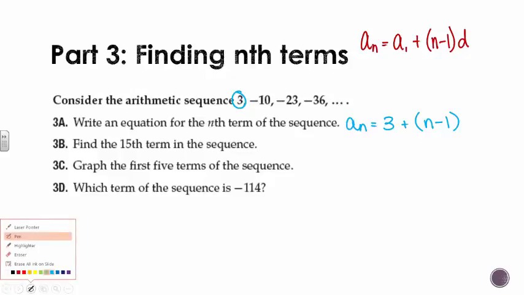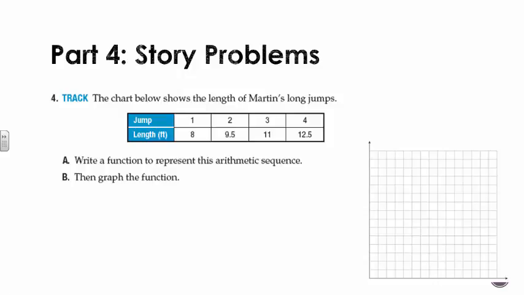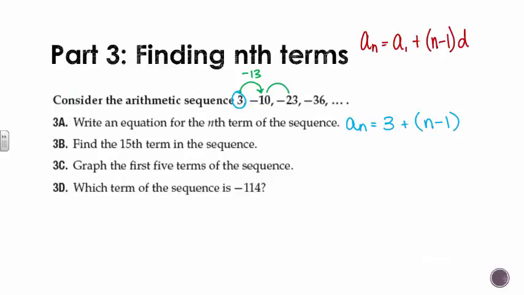So you go back up to your sequence and you say, how do I go from 3 to negative 10? Well, I would have to subtract 13. You can double check that that works for the next one. Negative 10 minus 23 is also negative 13. So that's my common difference, negative 13.